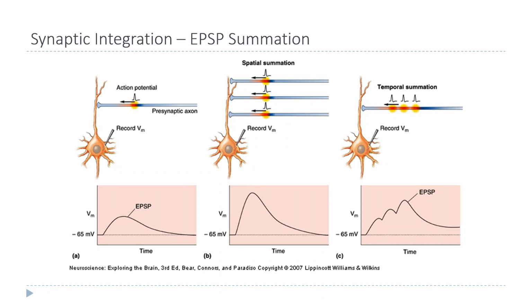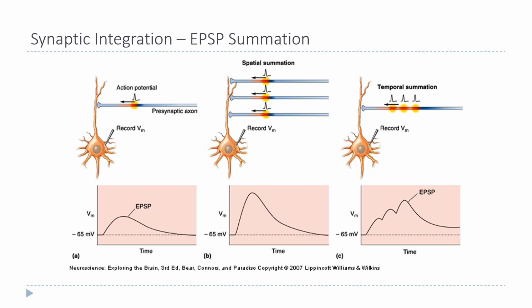So if it's a receptor that acts as a neurotransmitter-gated cation channel, usually a sodium channel, then it will create an EPSP. If it's an anion channel, it will usually create an IPSP.